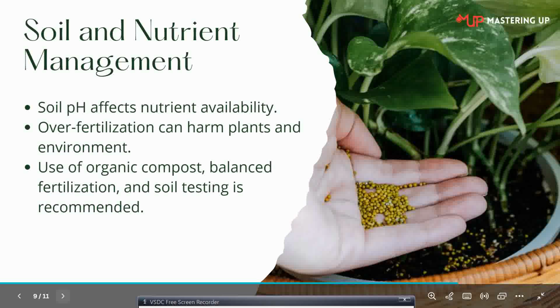Soil and nutrient management: pH affects nutrient availability. Different nutrients have different optimum pH levels for their availability through the roots. Over-fertilization can harm plants and the environment through toxicity. Use of organic compost, balanced fertilization and soil testing is recommended. While farming, we should make maximal use of organic compost, do balanced fertilization, and also test the soil.